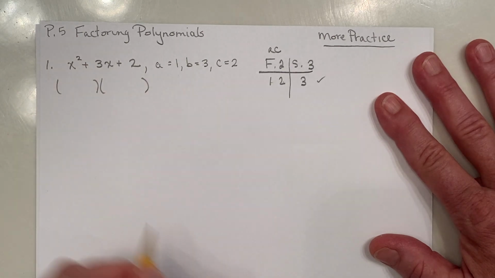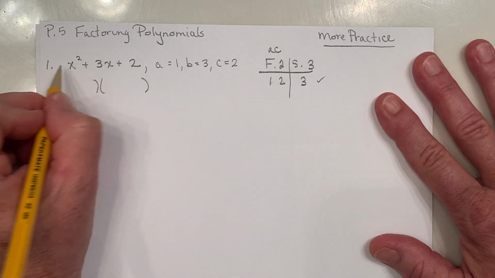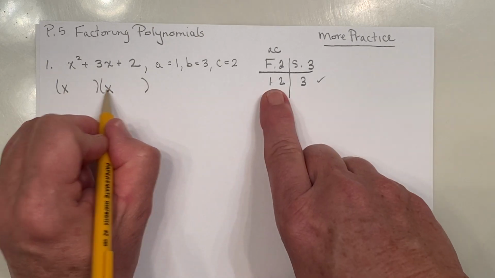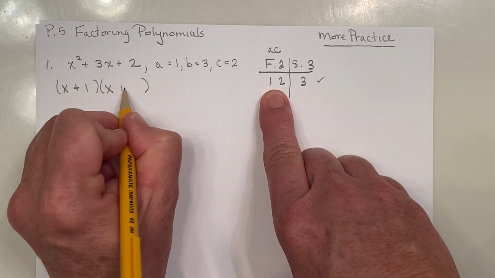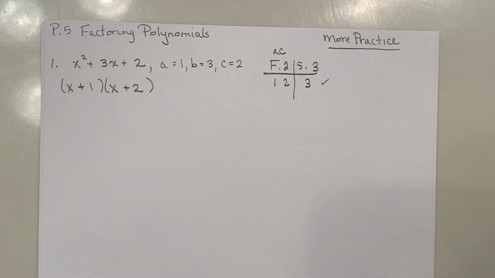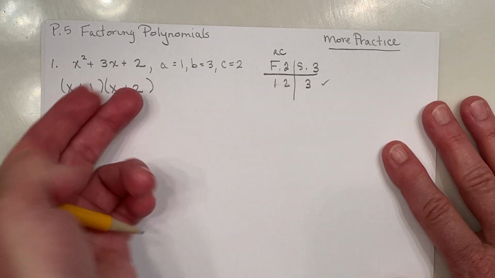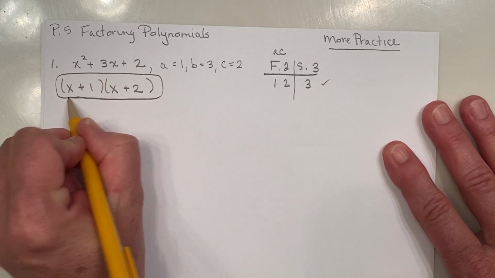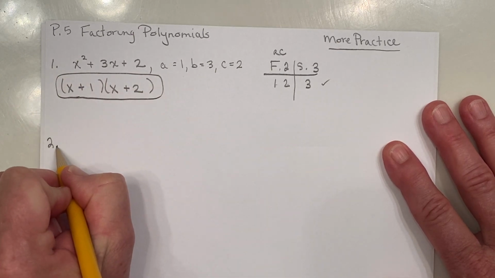So we don't have to do factor by grouping because A is equal to 1. So we can go straight to the multiplication problem where X is up front in both. And I use both these factors, X plus 1 and X plus 2. Again, you can have these parentheses in different orders. It doesn't matter. And of course, you could always check your work by foiling.